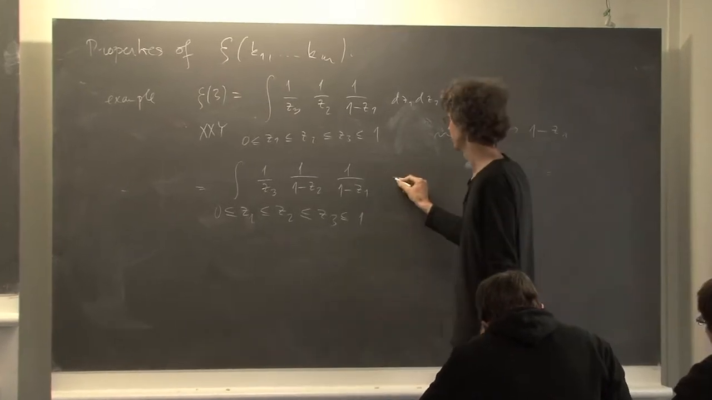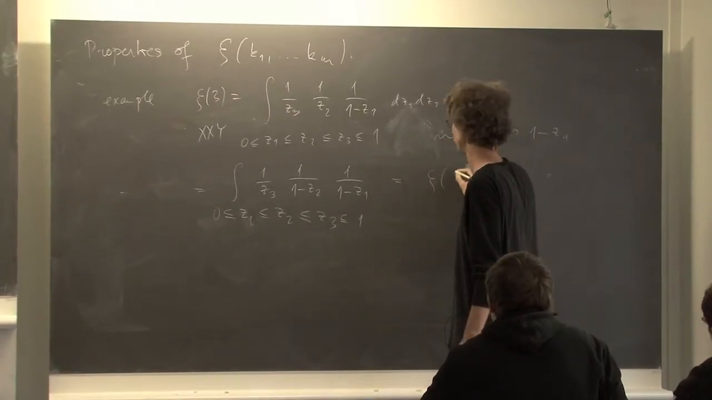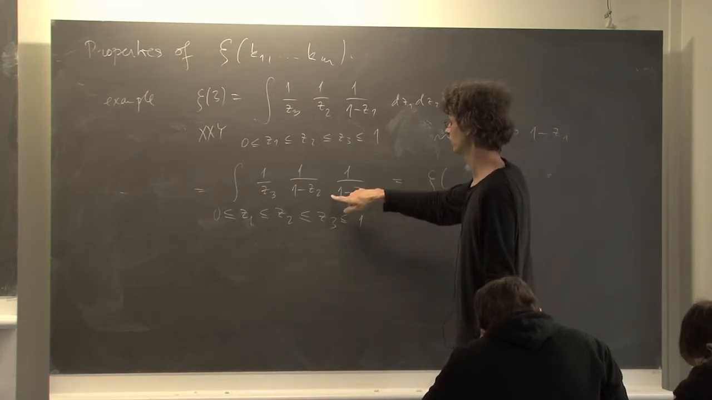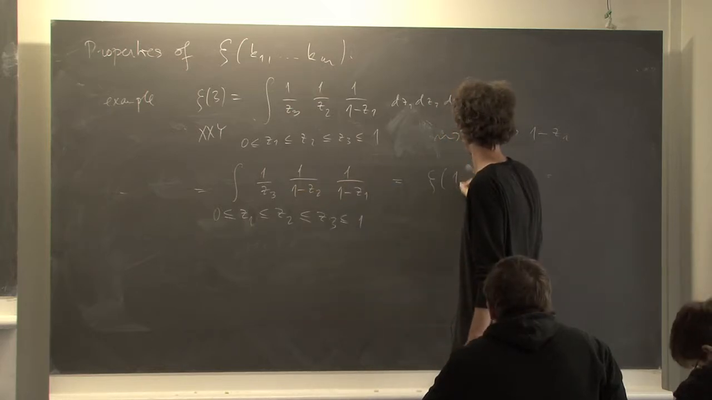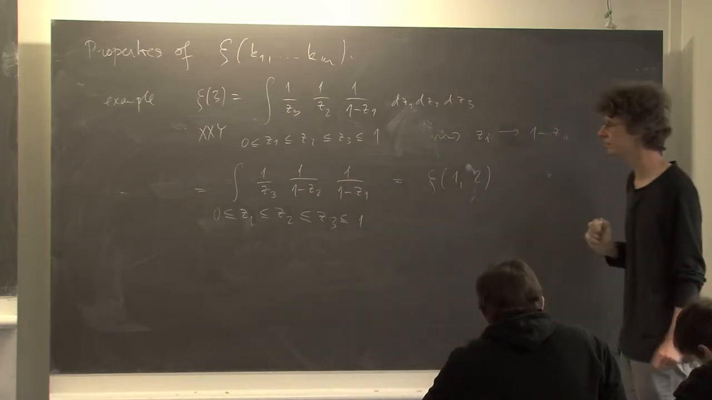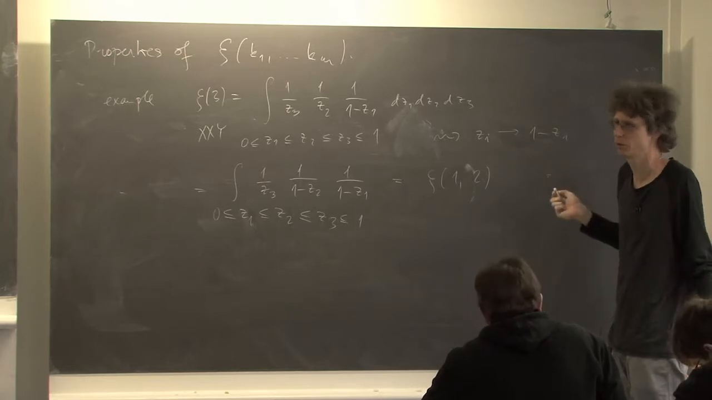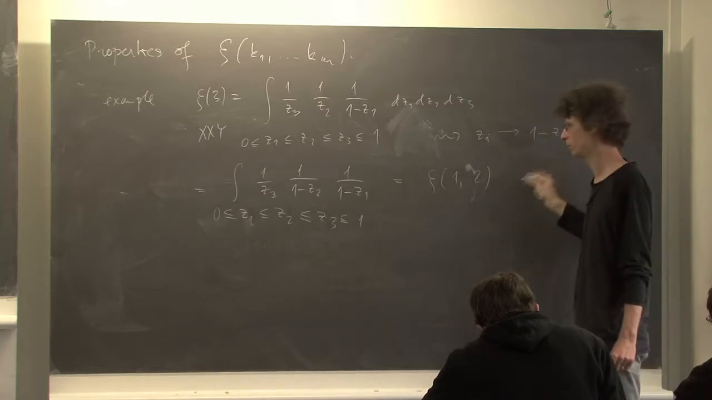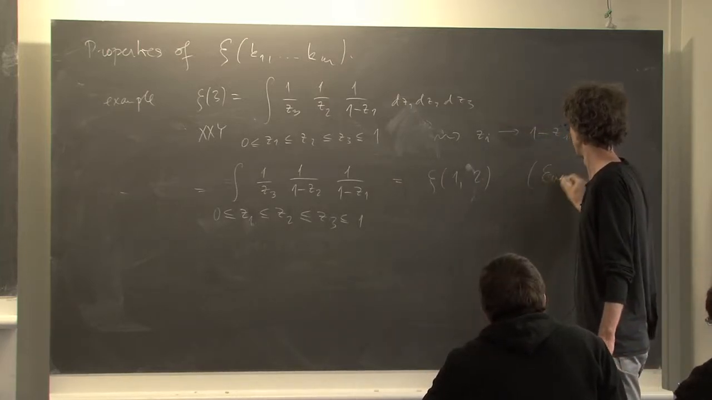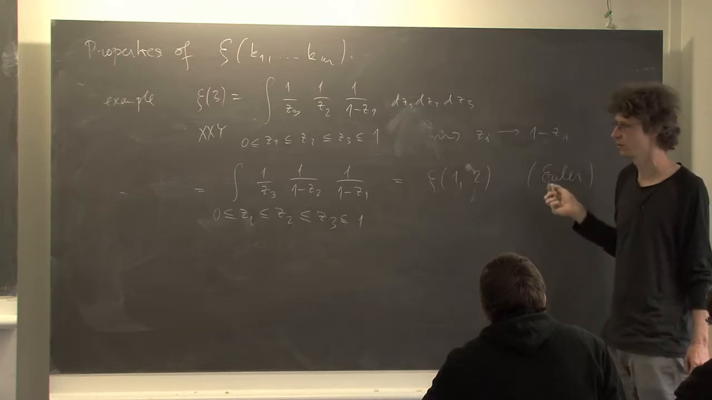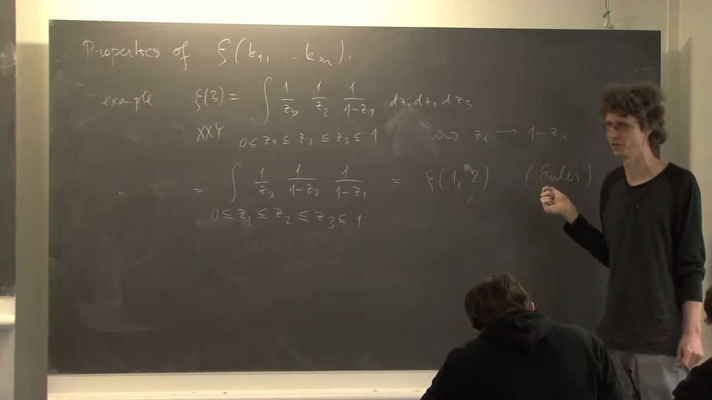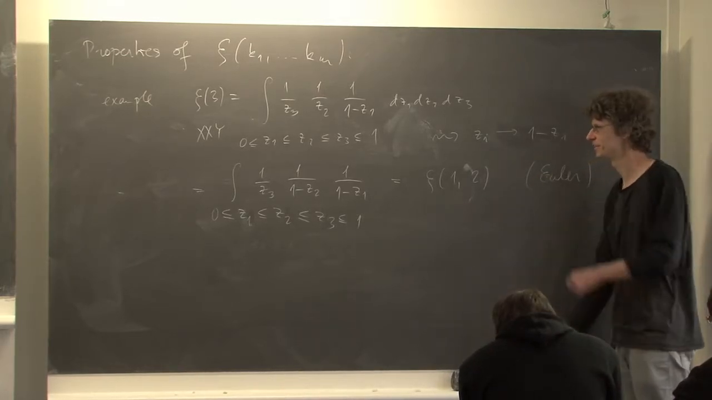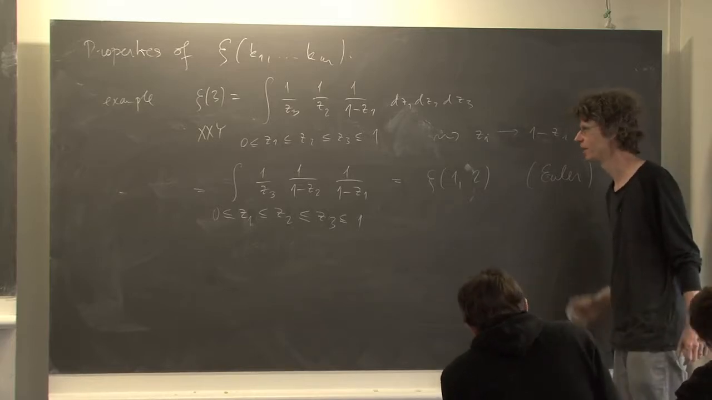And who is this thing? This thing is simply zeta. In my notation, it was 1, 2. So we got this kind of series identity that zeta 3 is equal to zeta 1, 2, which was something that was already computed by Euler. Even though, strangely enough, he didn't know this integral representation; that waited until Kontsevich. There was this minor gap between Euler and Kontsevich.